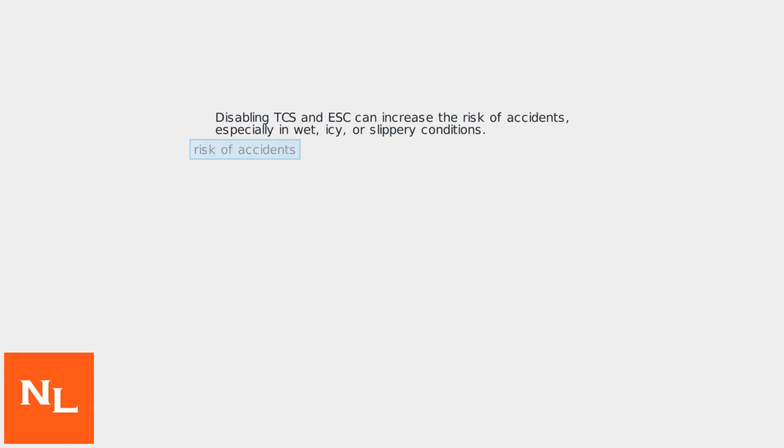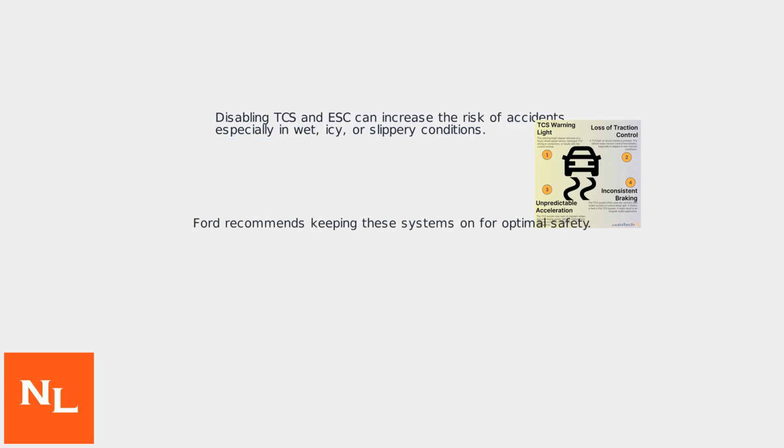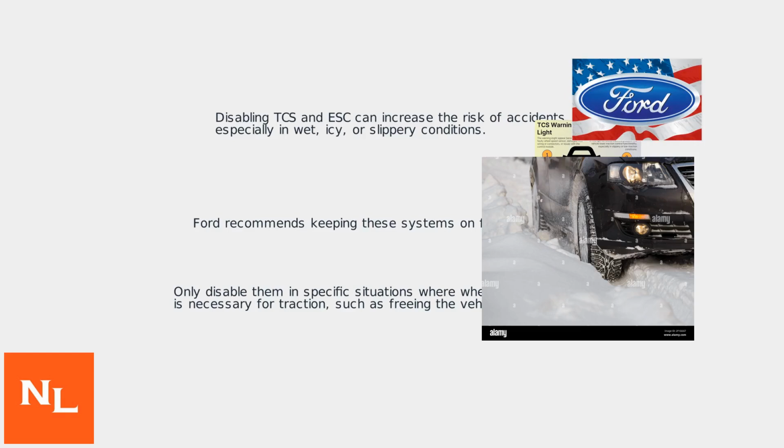Disabling Traction Control System and Electronic Stability Control can significantly increase the risk of accidents, particularly in challenging driving conditions like wet roads, ice, or slippery surfaces. Ford strongly recommends keeping these safety systems enabled at all times for optimal vehicle safety and control. These systems should only be disabled in very specific situations where controlled wheel spin is needed to gain traction, such as when stuck in deep snow.